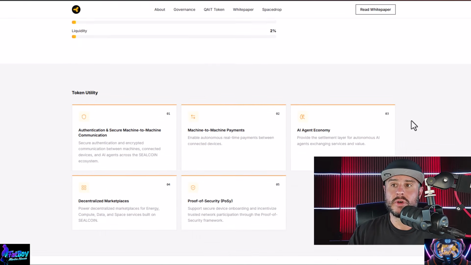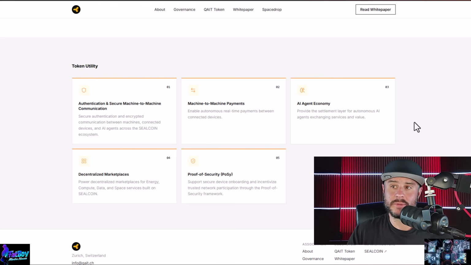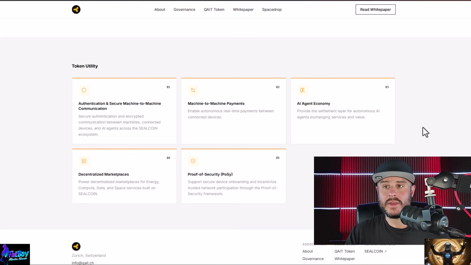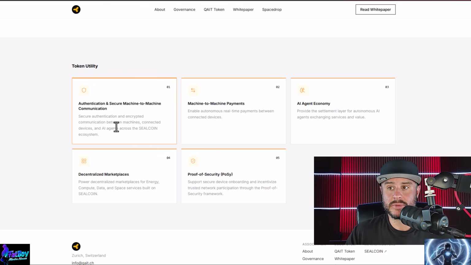As we look at the token utility, this is where you need to really understand what this token is being utilized for. It shows you authentication and secure machine-to-machine communications. It says secure authentication and encrypted communication between machines, connected devices, and AI agents across the Sealcoin ecosystem. Machine-to-machine payments enables autonomous real-time payments between connected devices.